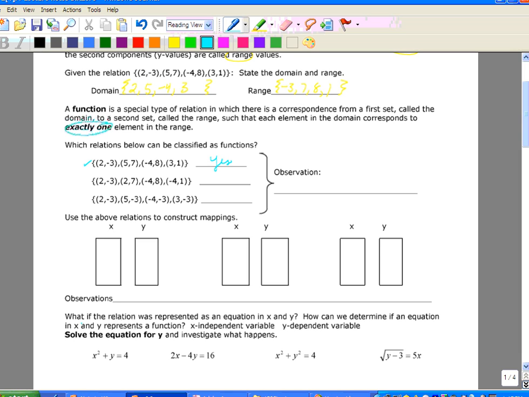Look at the next one. It's a bit different though, because if you notice, the x values are repeated. That tells me the value of 2 is corresponding to more than one y value, in this case, 2 distinct y values. That gives us a problem. It's a relation, sure, but it's not satisfying our condition for a function. So if those x values repeat, it's not a function.